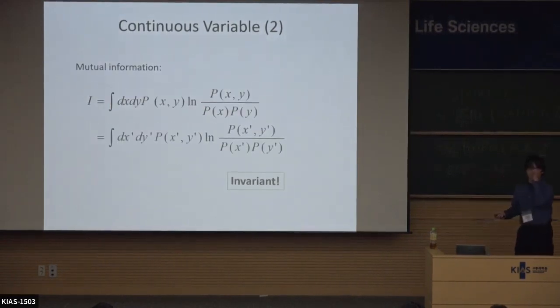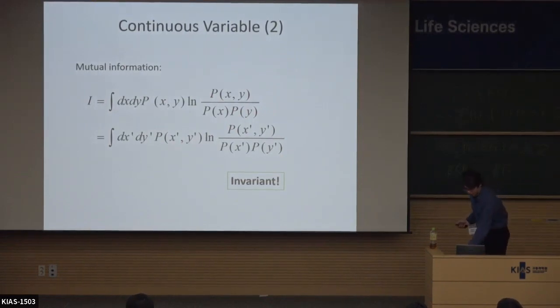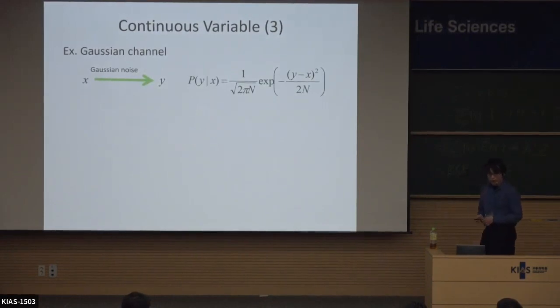On the other hand, the mutual information is invariant under state variable transformation. And also the Kullback-Leibler divergence, which I will not talk about in this class, is also invariant under state variable transformation. The reason is that inside the logarithm, we have p(x,y) divided by p(x) and p(y), so dx dy is cancelled in this term. So we always have the same value of the mutual information under the state variable transformation. Okay, and the simplest example of the continuous variable communication is given by the Gaussian channel.